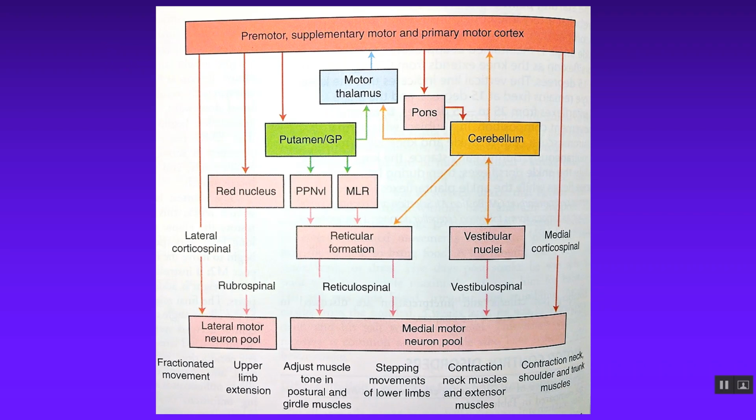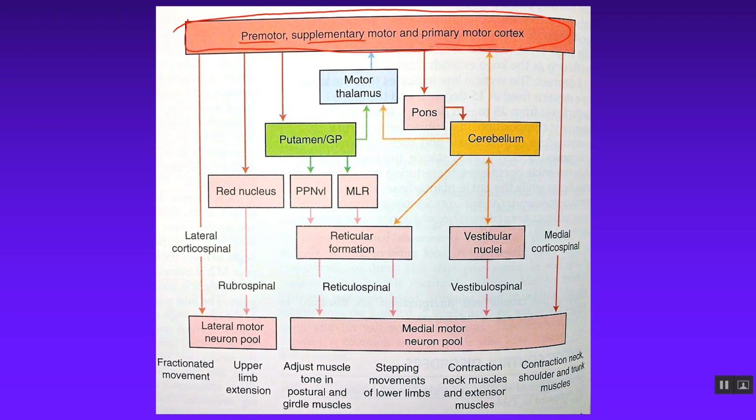This picture is in your book, and if you really appreciate this picture, it shows the entire motor system, including the basal ganglia and the cerebellum, all your descending motor pathways and so forth, all in one picture. It's a lot to take in, but starting up at the top, this is your motor cortex: premotor, supplementary, and primary motor cortices, okay?